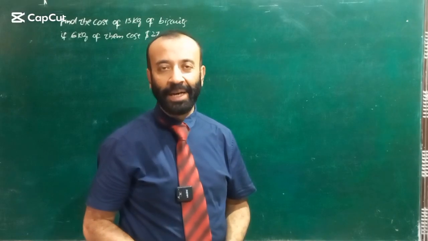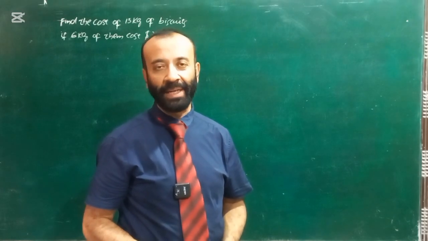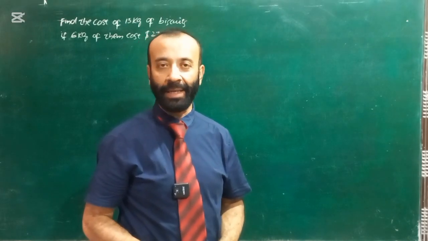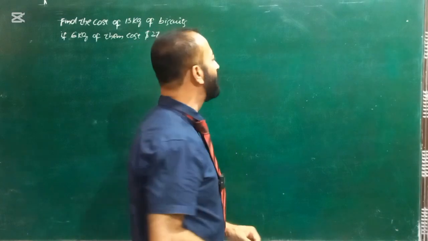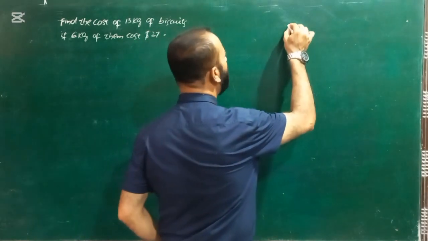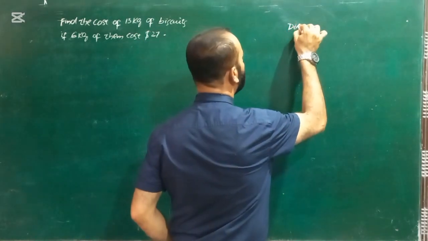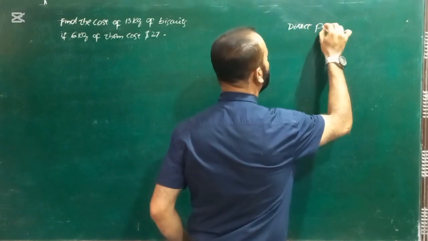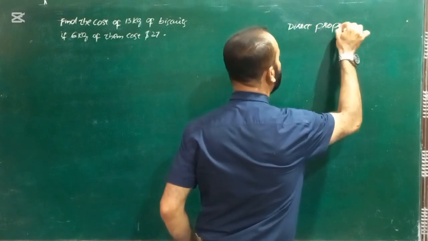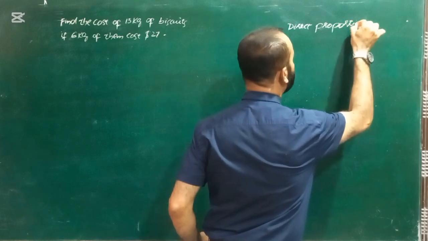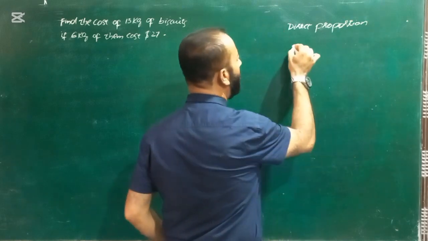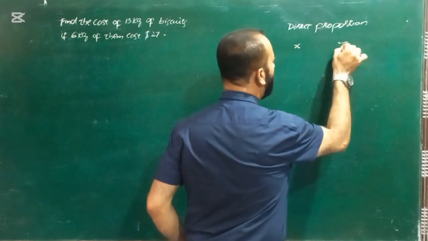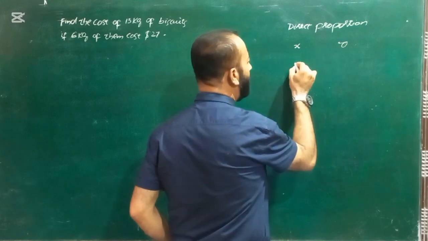Good morning, students. Our today's topic in the mathematics O levels is direct and inverse proportion. So first we are going to read the direct proportion. A direct proportion is a proportion in which both quantities increase or both quantities decrease.